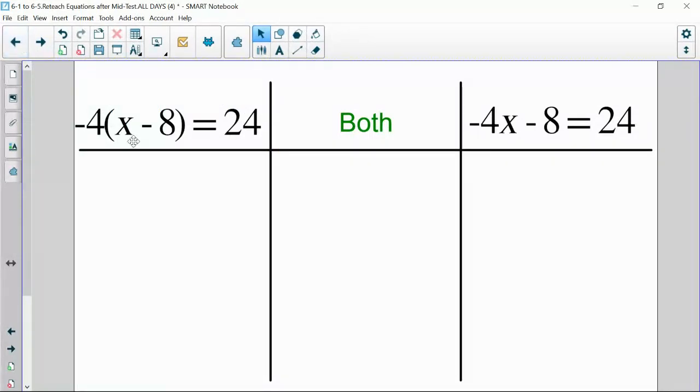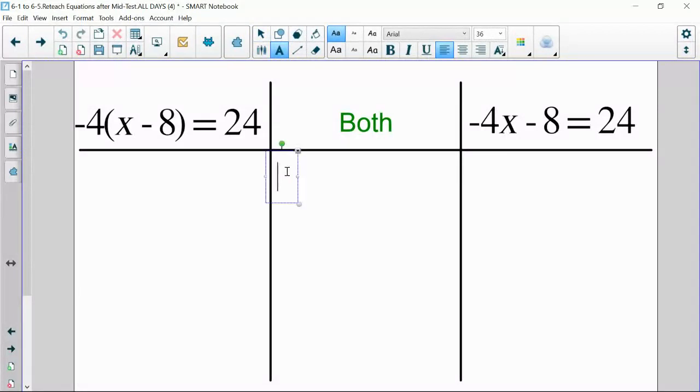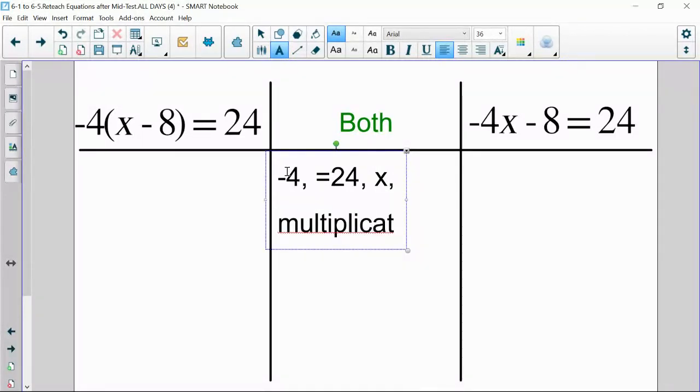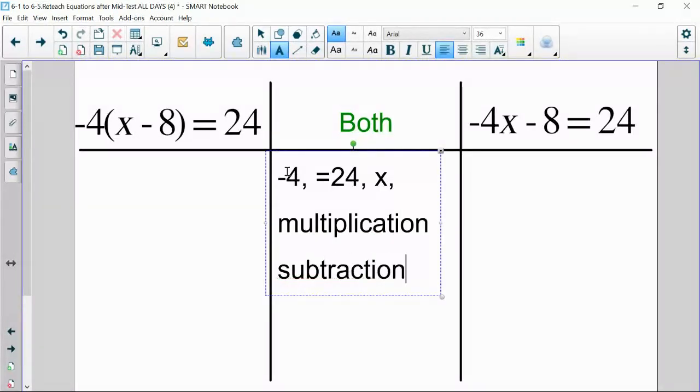But let's compare the difference between a problem with parentheses and a problem that's just already a regular 2-step equation. So what do both things have? Well, they both have a -4. They both equal 24. They both have an x. They both have multiplication and subtraction right now. So let's see what we would have to do different.